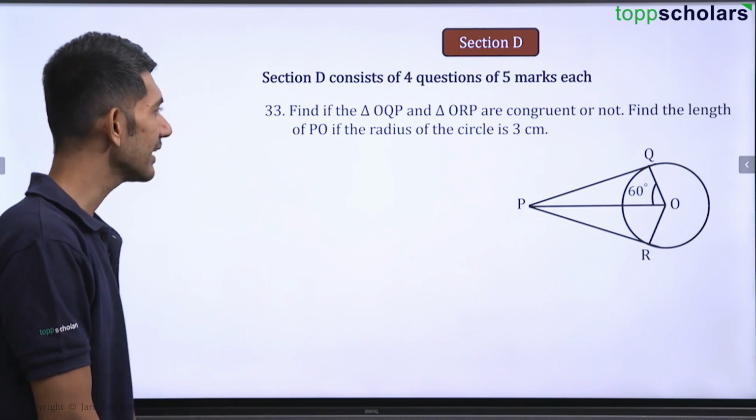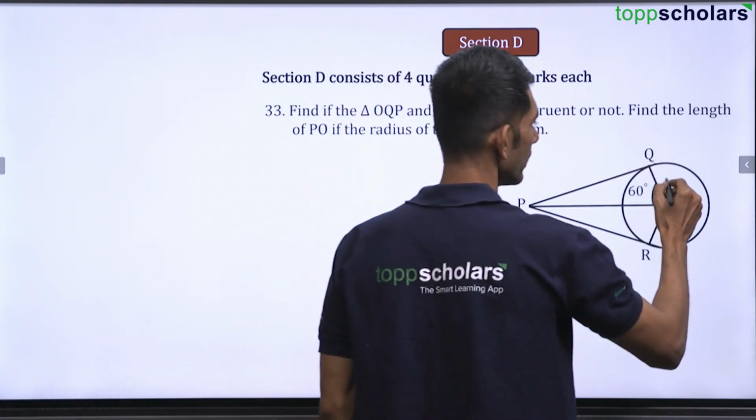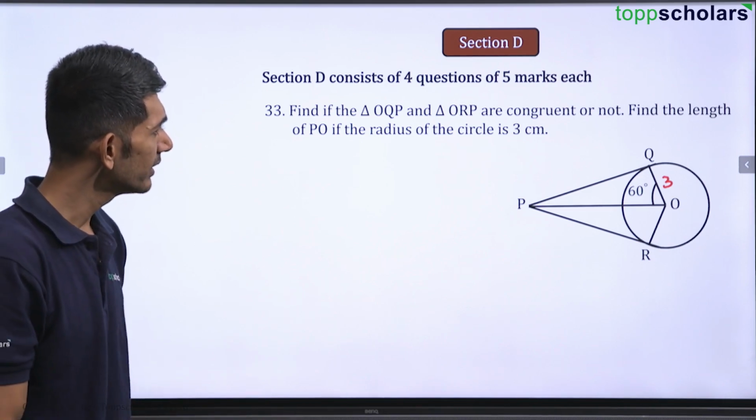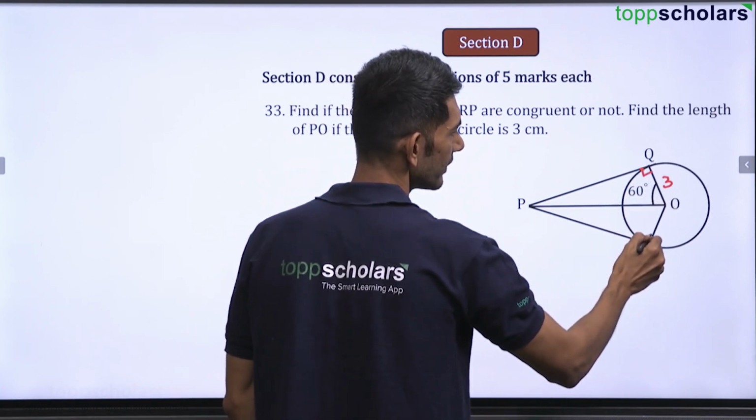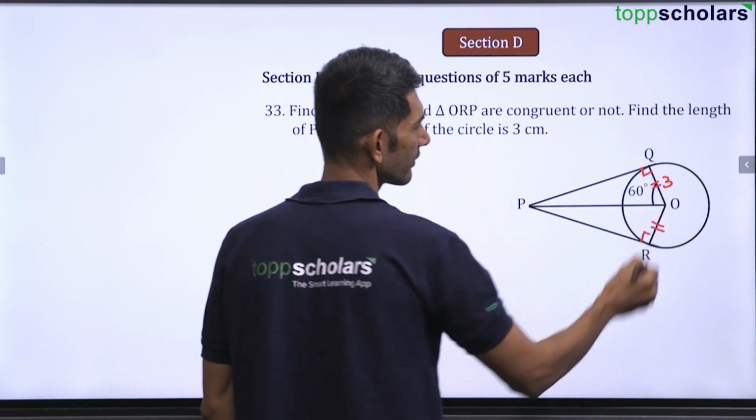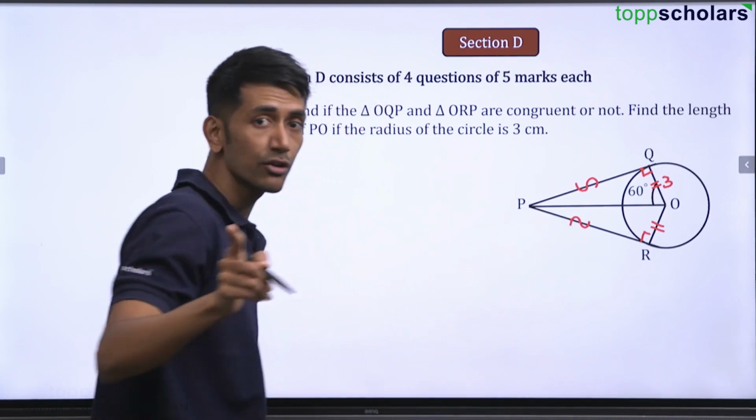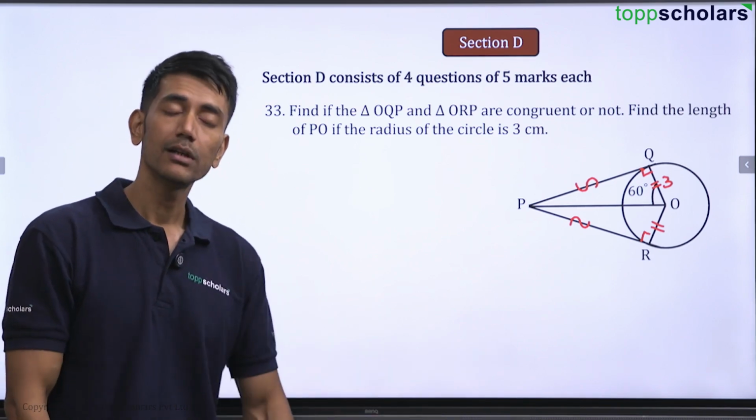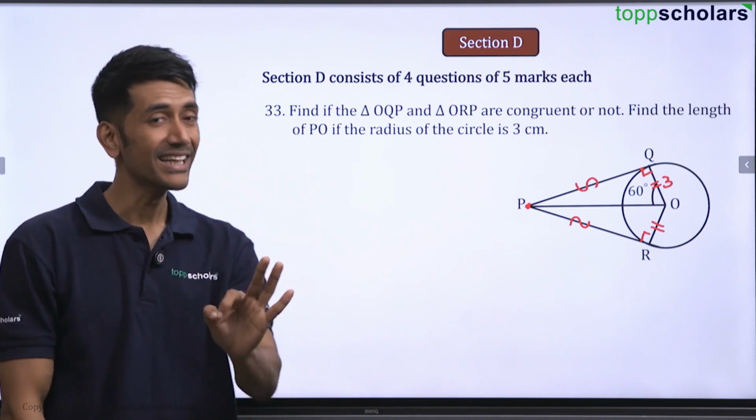And then we are supposed to find the length of this segment PO, provided the radius of the circle over here is 3 cm. Now if you see this very carefully, can I say the tangent is perpendicular to the radius? That means this angle is 90, this angle is 90, correct? Radius is equal to radius, correct? And this side PQ is equal to PR, because point P lies in the exterior of the circle, and we know that tangent segments drawn from the exterior of the circle are equal in length.